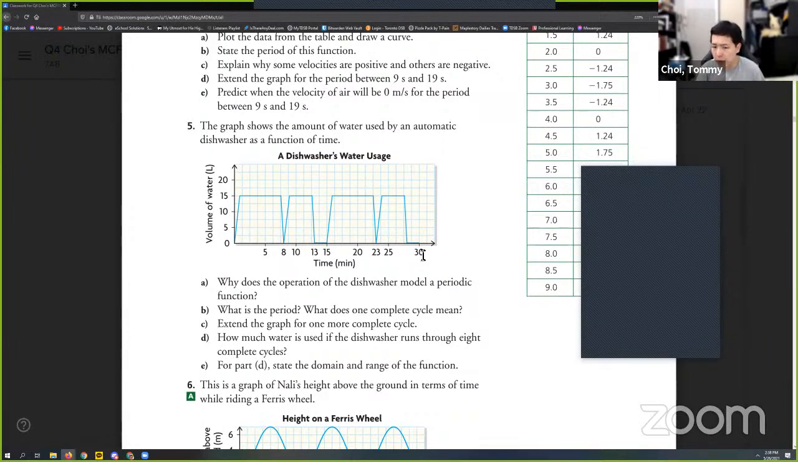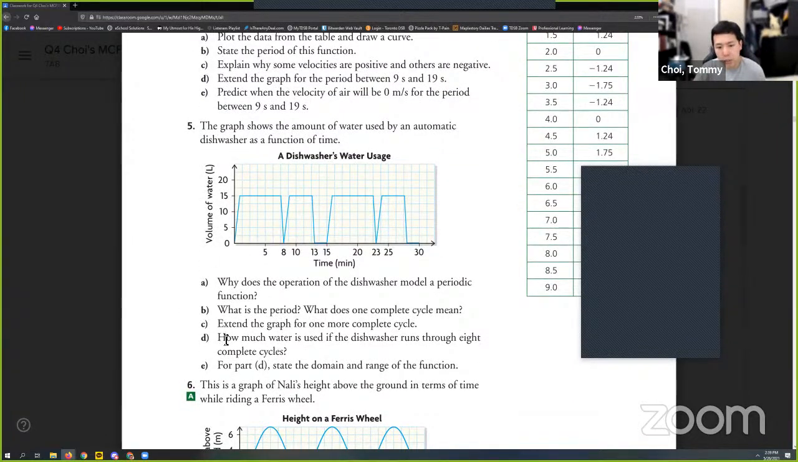And what does one complete cycle mean? I'm sure it just means that's how long it takes for a dishwasher to complete one set of dishes, for example. It takes 15 minutes to complete one set of dishes. That would be a good explanation for one cycle. Maybe it goes through a hard wash and then a soft wash. I'm not entirely sure how dishwashers fully work. But I can assume that the 2-minute break is to fill in and pull out dishes, maybe.